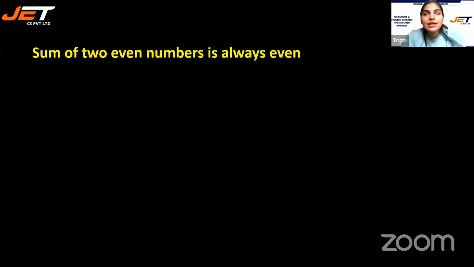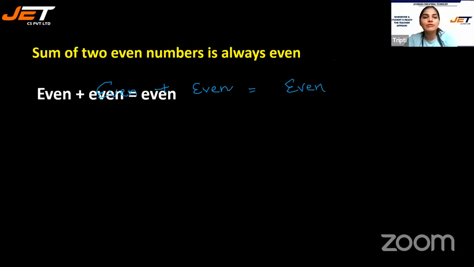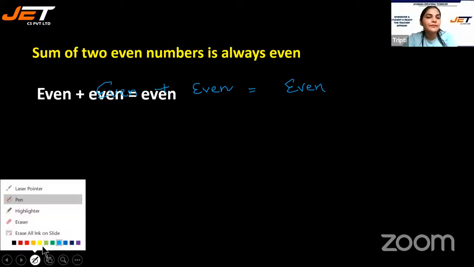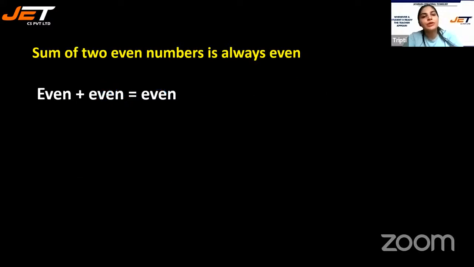Now, let's know more about odd and even numbers. The first thing about even and odd numbers is the sum of two even numbers. If you add one even number and another even number, you will always get an even number. Even plus even will give you even. I am first telling you all the rules, all the facts, and then later on we will do the examples.